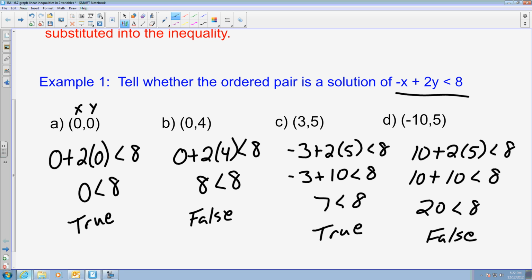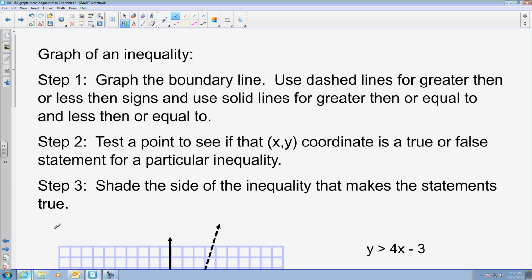So you're going to be asked some questions like this in your homework, and you're going to be able to determine whether or not those coordinates are true or false. The second portion of your homework is you're going to need to be able to graph inequalities. There are 3 steps in order to graph inequalities. Step 1 is we must graph the boundary line.